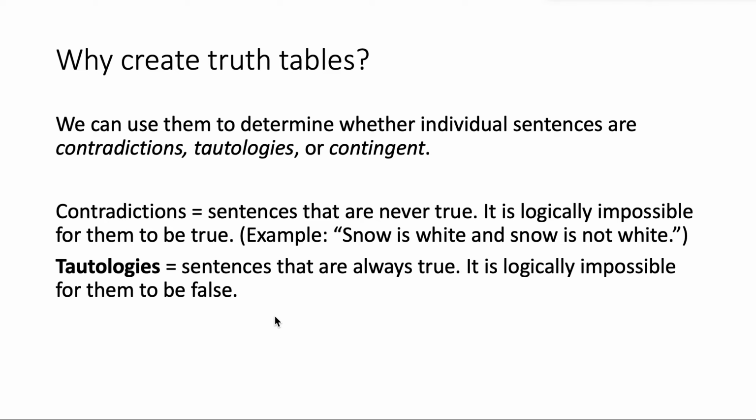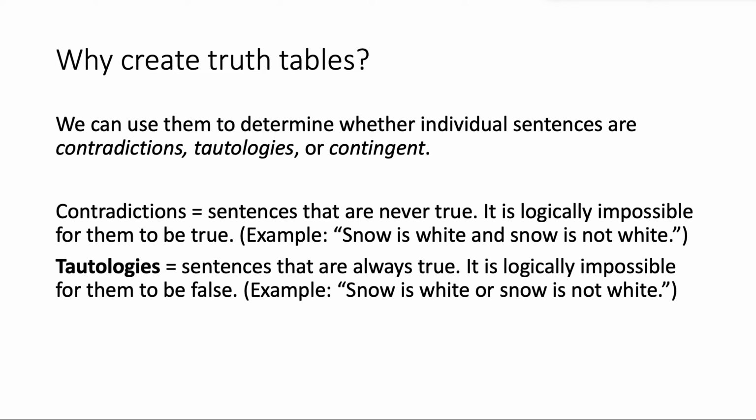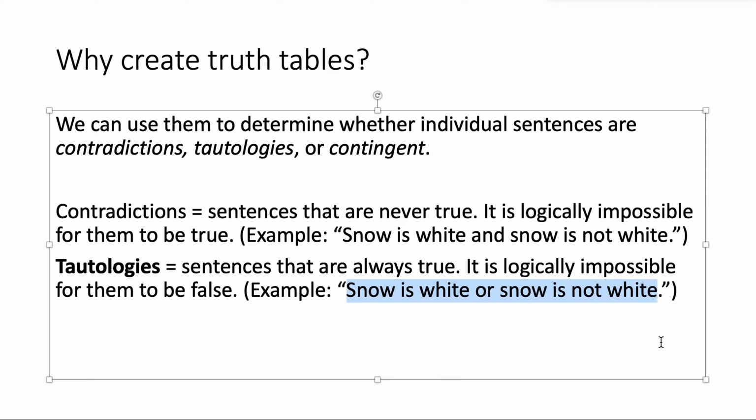What about a tautology? Well, a tautology is a sentence that's always true. So here it's logically impossible for it to be false. Snow is white or snow is not white. That's an example. It's always going to be the case that this sentence is true. It's impossible for this sentence to be false.